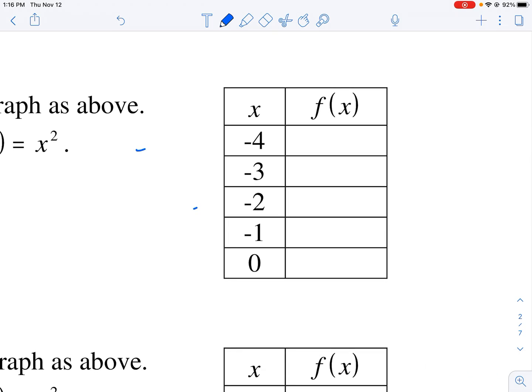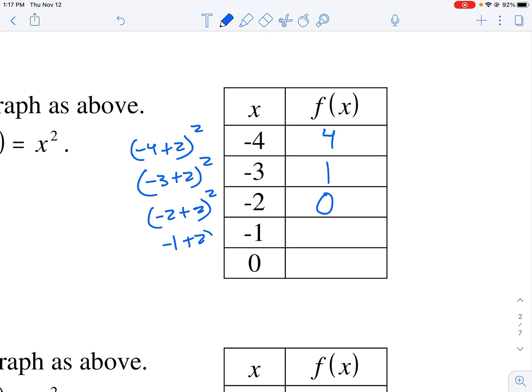So if I were to do negative 4 plus 2 squared, well, negative 4 plus 2 is negative 2, and when you square that, you get 4. And then negative 3 plus 2 squared is going to be negative 1 squared, which is 1. Negative 2 plus 2 squared is 0 squared, so it's going to be 0. Negative 1 plus 2 squared is 1 squared, which is 1. And then 0 plus 2 squared is going to be 4. So now I have these points.